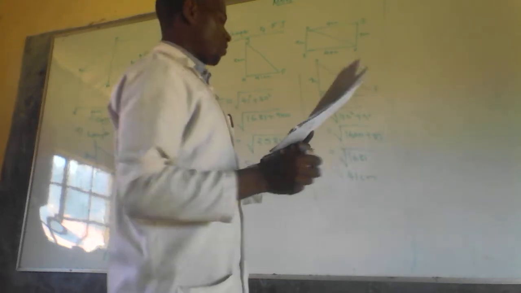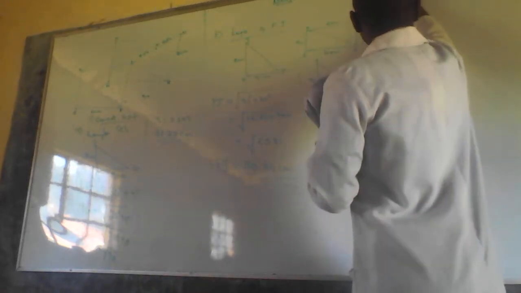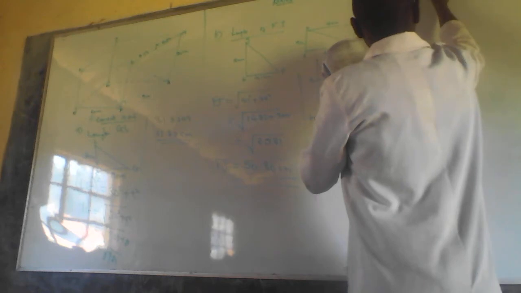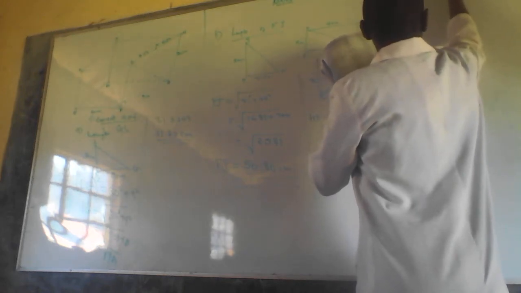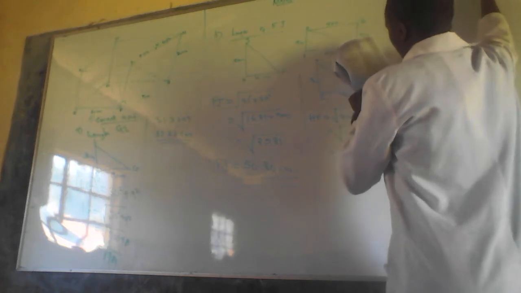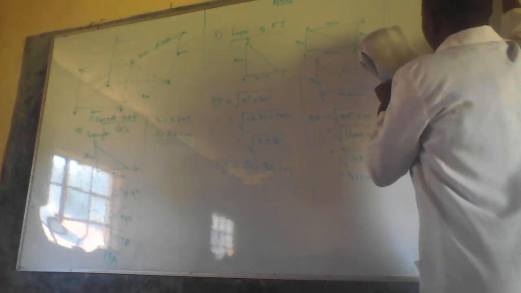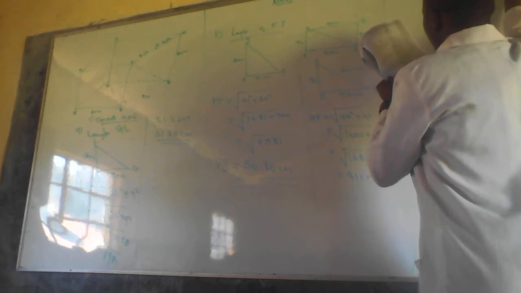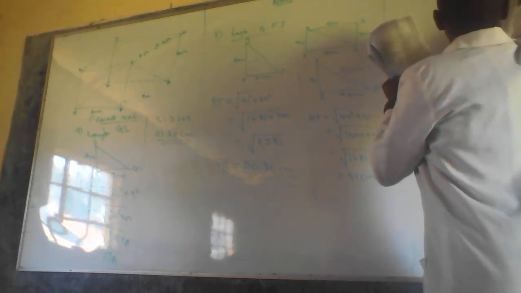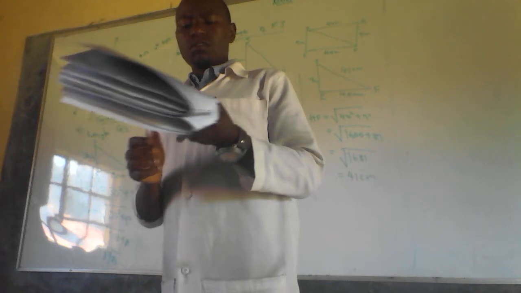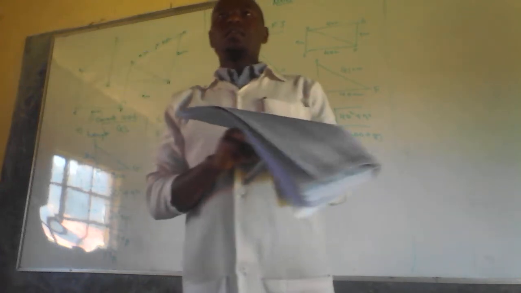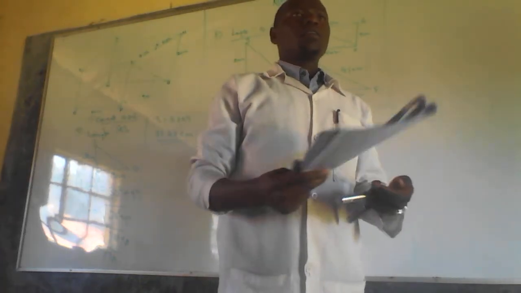Someone to read part C. The angle between EM and the plane EFGH. So you are going to find the angle between EM and the plane EFGH. So we are to find the angle between a line and a plane. Is there any question at that point? Any question?